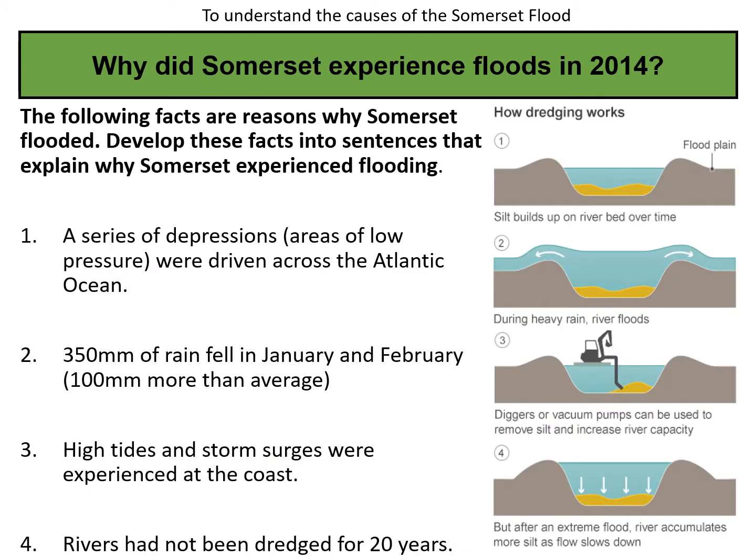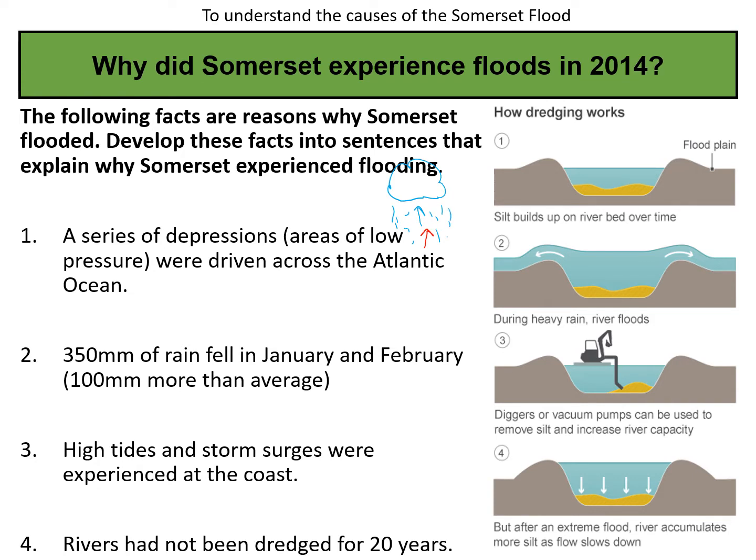So why did Somerset experience floods in 2014? So the following facts are reasons why Somerset flooded, and I want you to write down these facts and then develop them into sentences that explain why Somerset experienced flooding. So you need to go a little bit further. So remember that areas of low pressure is when the air is rising, cooling and condensing. So we're going to have lots of rainfall in this area.